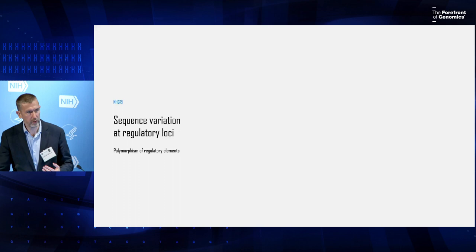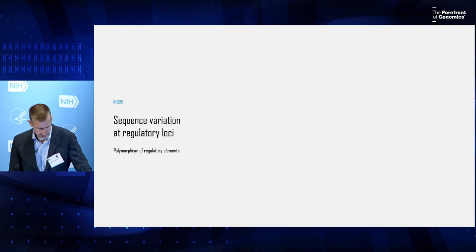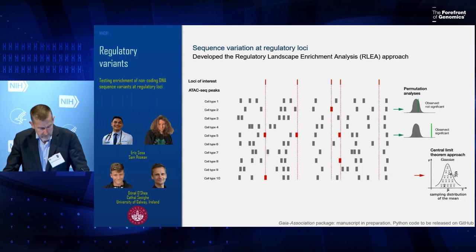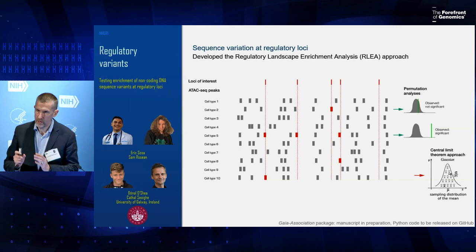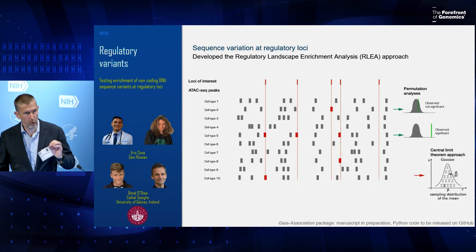it's so fascinating that I thought I'd put it in front of you today, because I think it's where we need to be thinking about a lot of questions going forward. We have been developing this thing which we call the regulatory landscape enrichment analysis approach. So if you have certain things that should be randomly distributed in the genome, are they non-randomly overlapping the open chromatin regions of one or more cell types?